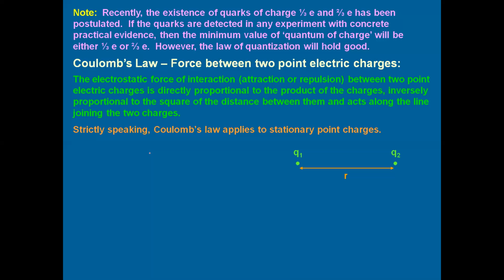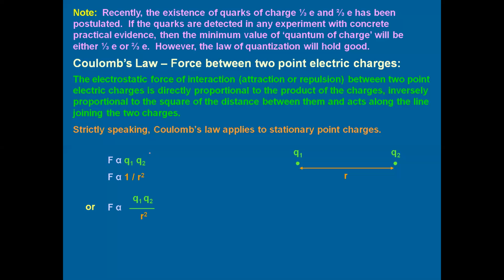That is, the mathematical formula for Coulomb's law can be obtained from the statement itself. As the statement says, F is proportional to the product of the charges. We have taken Q1 and Q2 as the charges. So we can write F proportional to Q1 Q2, and it is inversely proportional to the square of the distance, which means if distance we have taken as r, then you can write F proportional to 1 by r square. Combining these two, you can write F proportional to Q1 Q2 by r square.